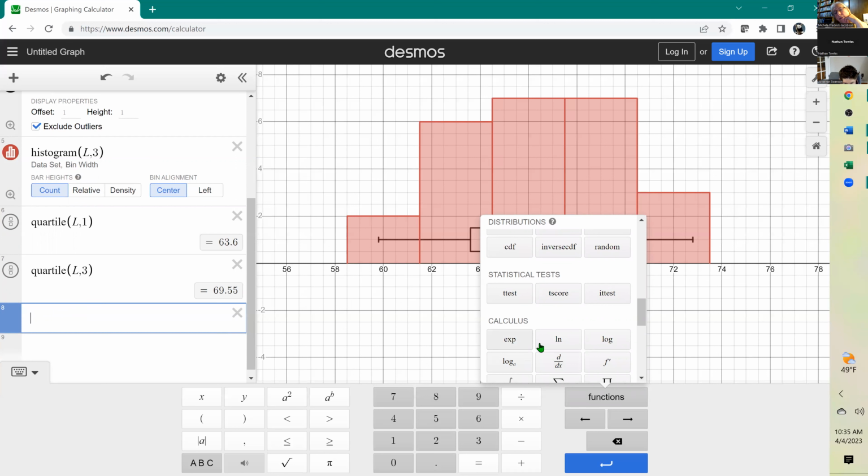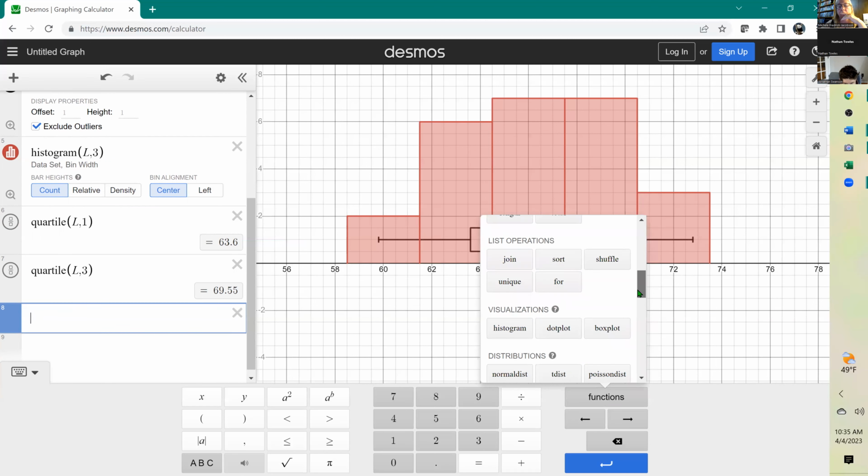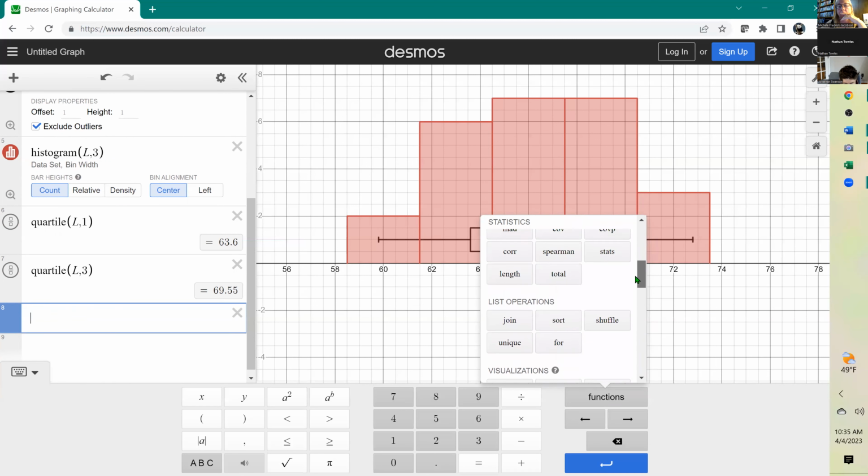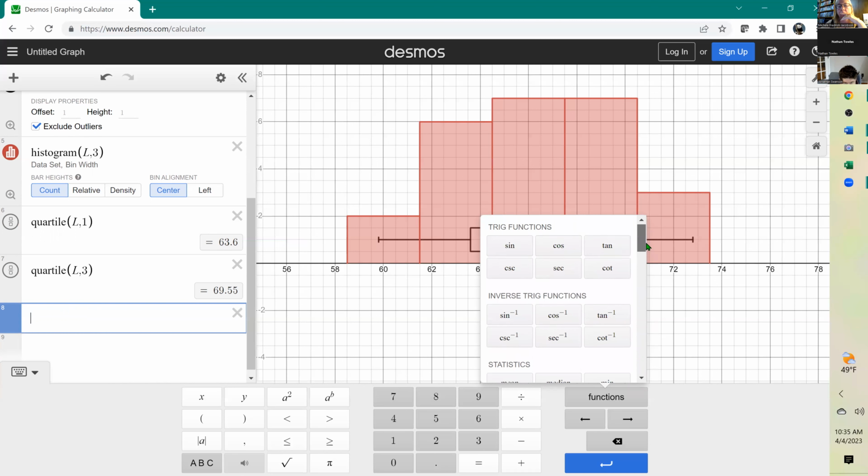This will also do natural logs and logs if you needed to instead of using your calculator. Any questions? Okay.